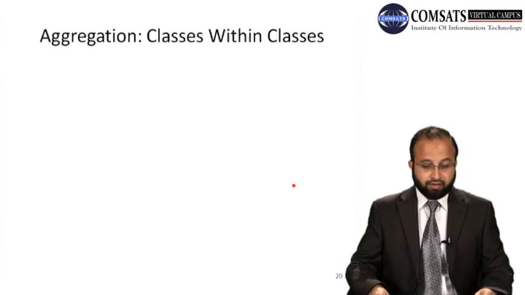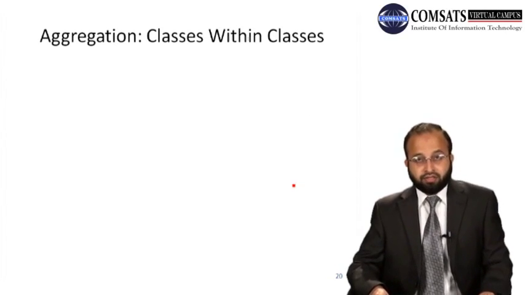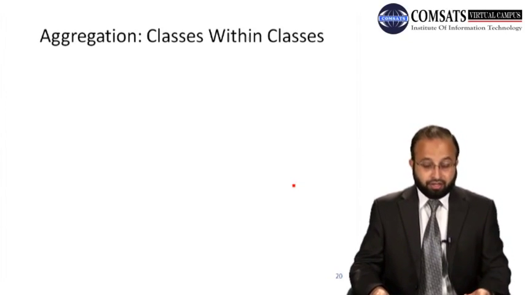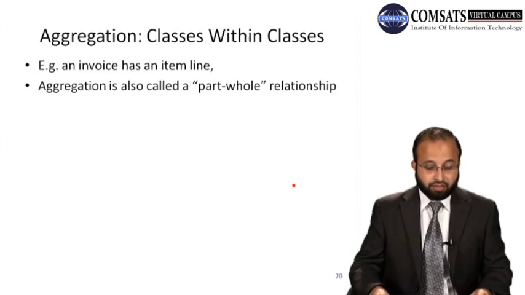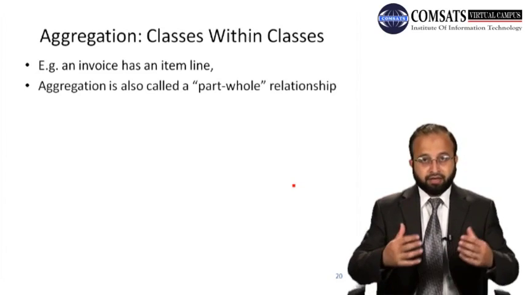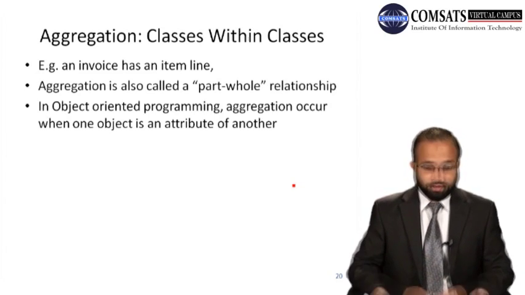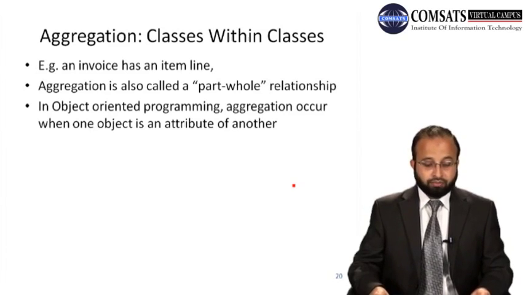Now let's see the aggregation classes. How we can represent the aggregation? For example, an invoice has an item line. So aggregation is also called a part whole relationship. So you have a part and that belongs to the whole. In object oriented programming, aggregation occurs when one object is an attribute of an other class.